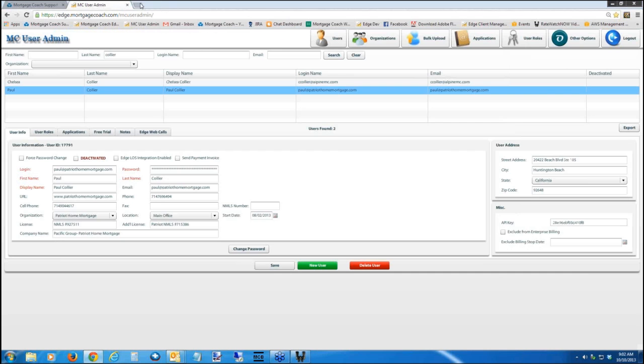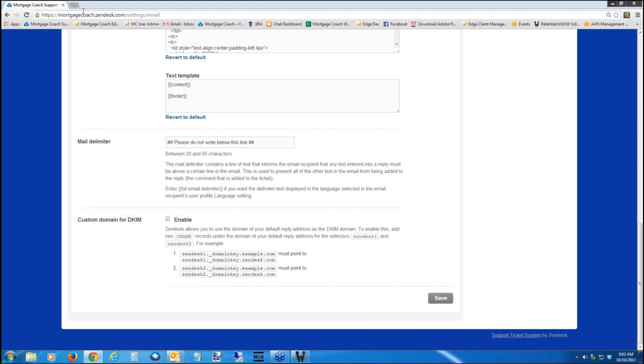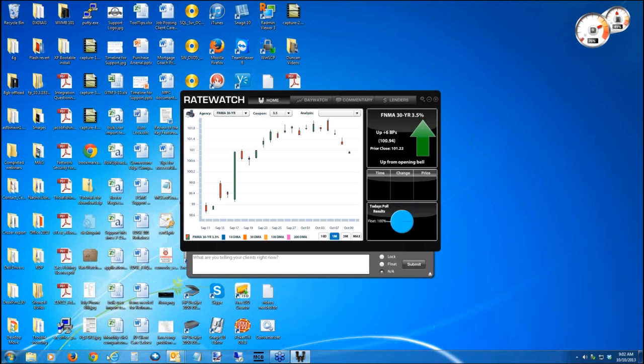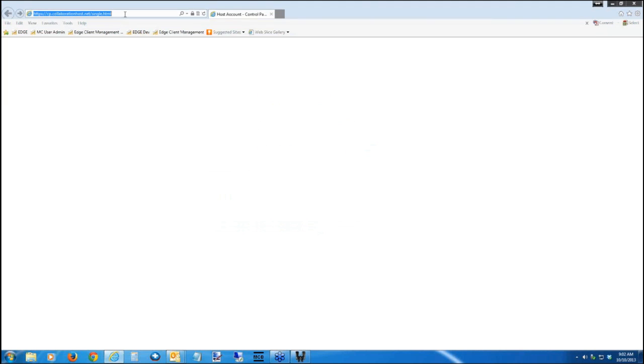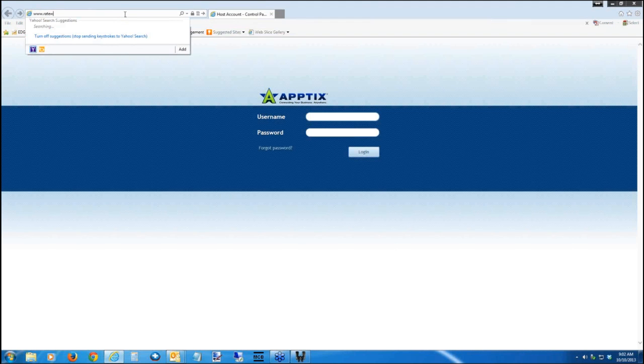And that brings up a good point. You want to make sure not to do this in Google Chrome. And the reason is Chrome, for some reason, does not like the RateWatch installer. So do it in either Internet Explorer or do it in Firefox, and you will have much better results. So I'll show you what that looks like.